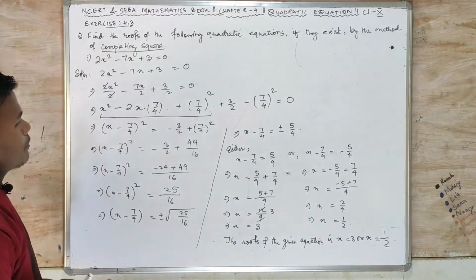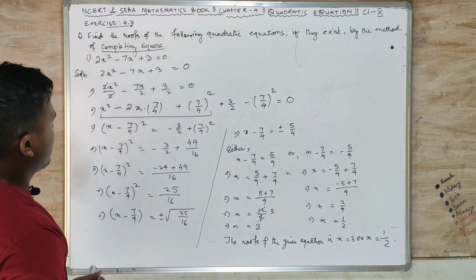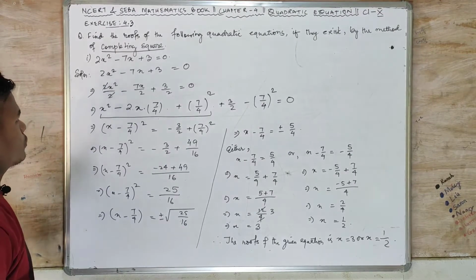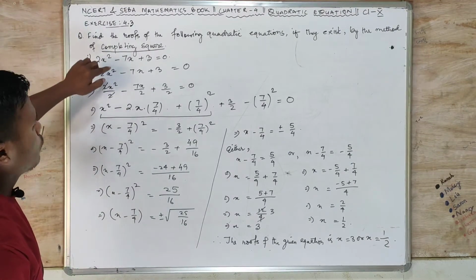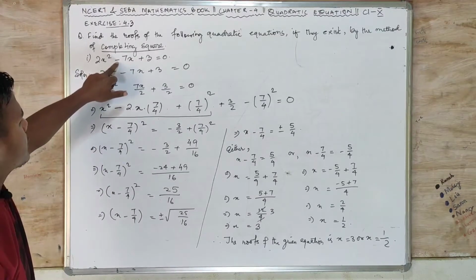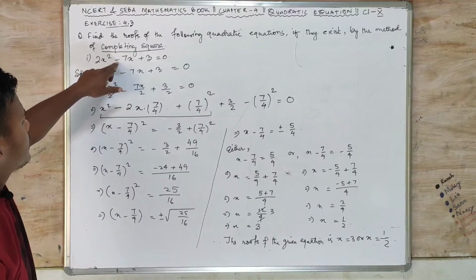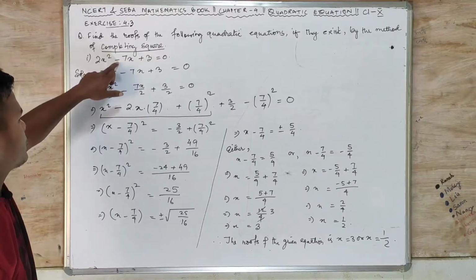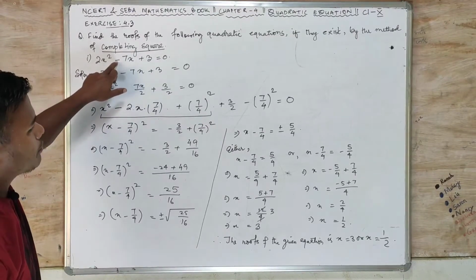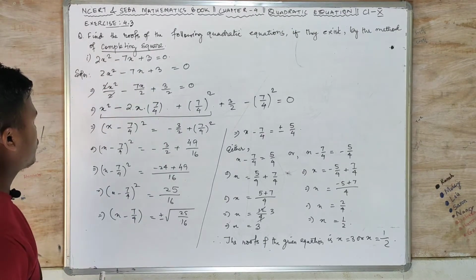So to tackle these types of problems, especially completing the square, you have to use either a plus b whole square or a minus b whole square. To know which formula we are going to use, you see the second term of the sign. It is negative here. It means you are going to use a minus b whole square. If there is plus here, that means you are going to use a plus b whole square.